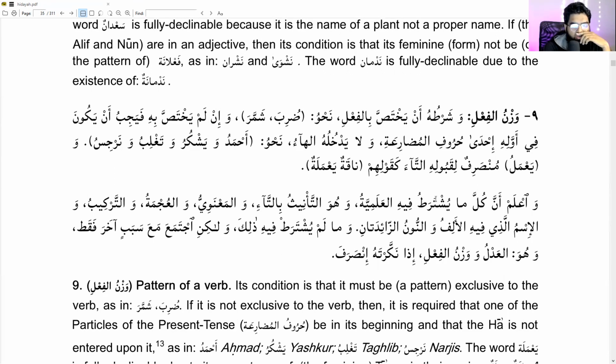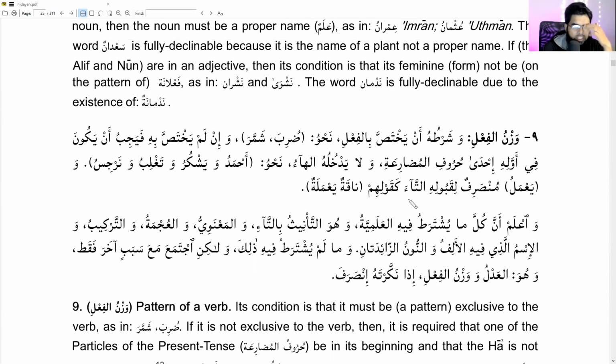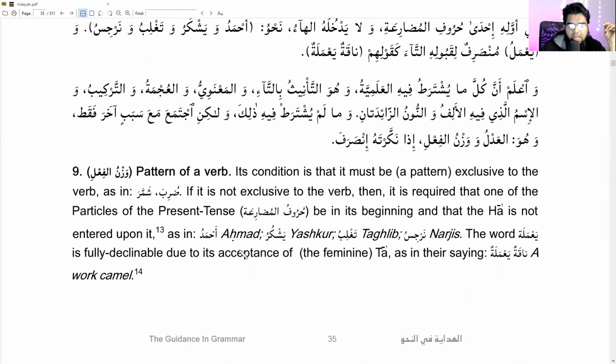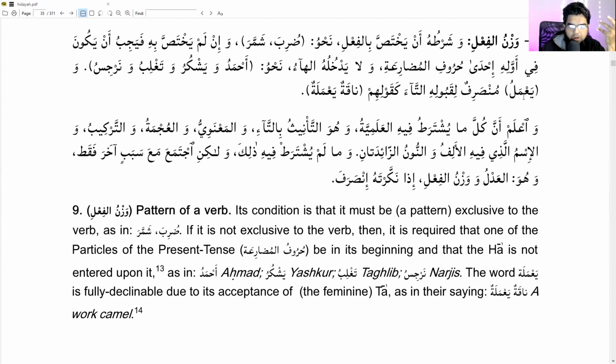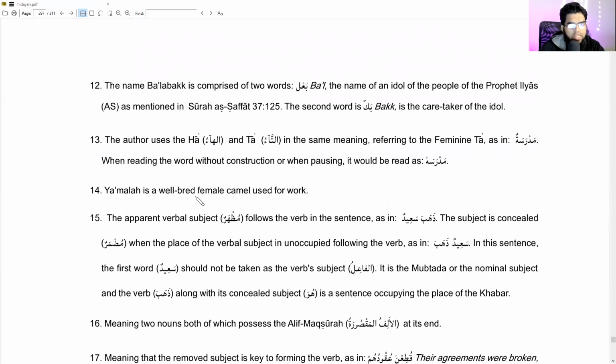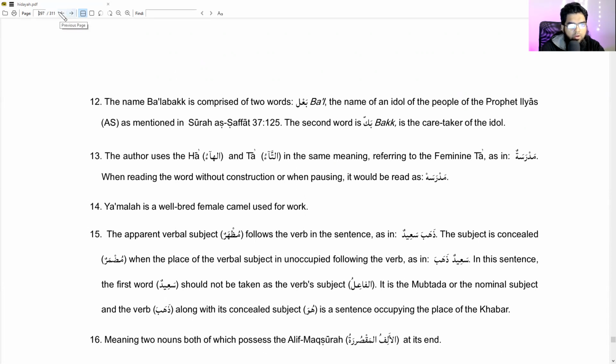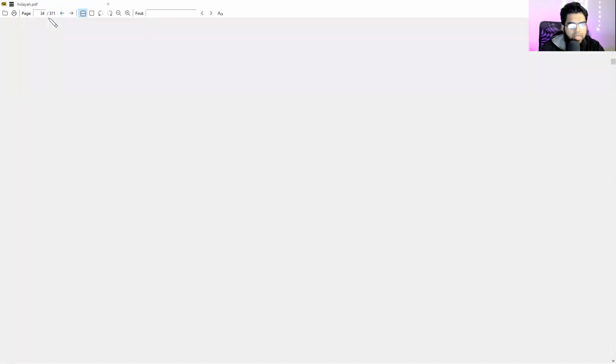ويعمل منصرف. So why is يعمل منصرف؟ لقبوله التاء كقولهم ناقة يعملة. The word يعمل is fully declinable due to its acceptance of the feminine ta. So يعمل, you might say, okay, عمل يعمل, it's a verb, pattern of verb, but it accepts ta. Like they say, ناقة يعملة. A work camel. Yeah, the footnote again, 297, 14th. Ya'mala is a well-bred female camel used for work. Okay. Ya'mala.